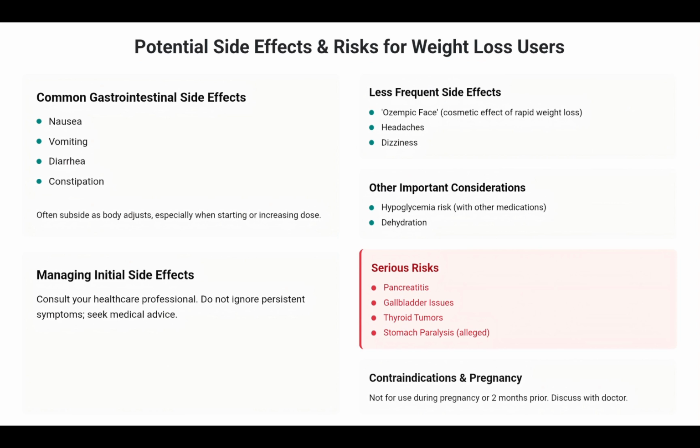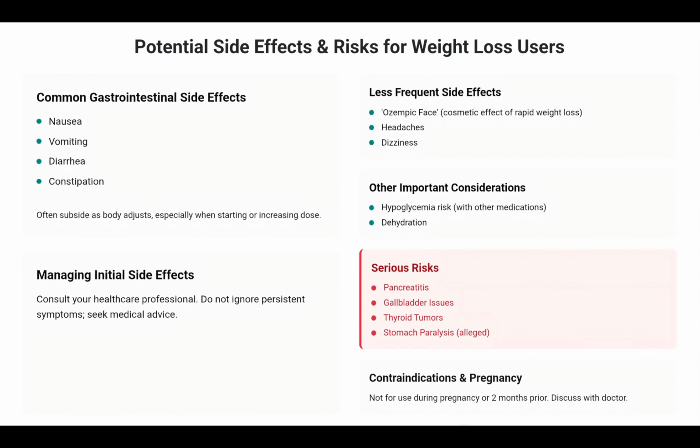Every effective medication comes with a risk profile, and Ozempic is no exception. Let us go through the side effects systematically from the common to the serious. Common gastrointestinal side effects: these are by far the most frequently reported, particularly during dose initiation or escalation. Nausea, the most common complaint, vomiting, diarrhea, and constipation. The good news is that these symptoms are typically transient. They tend to subside as the body adjusts to the medication. They are most pronounced when starting the drug or increasing the dose, and the gradual titration schedule we discussed is precisely designed to mitigate them.